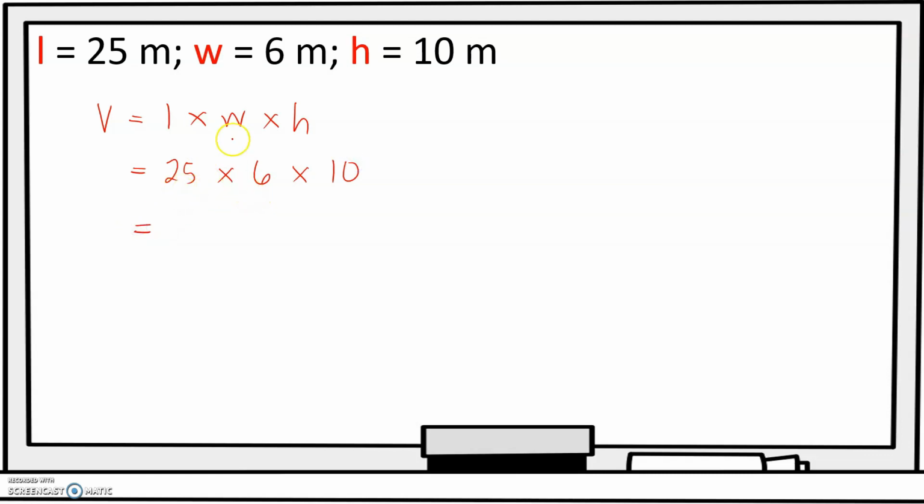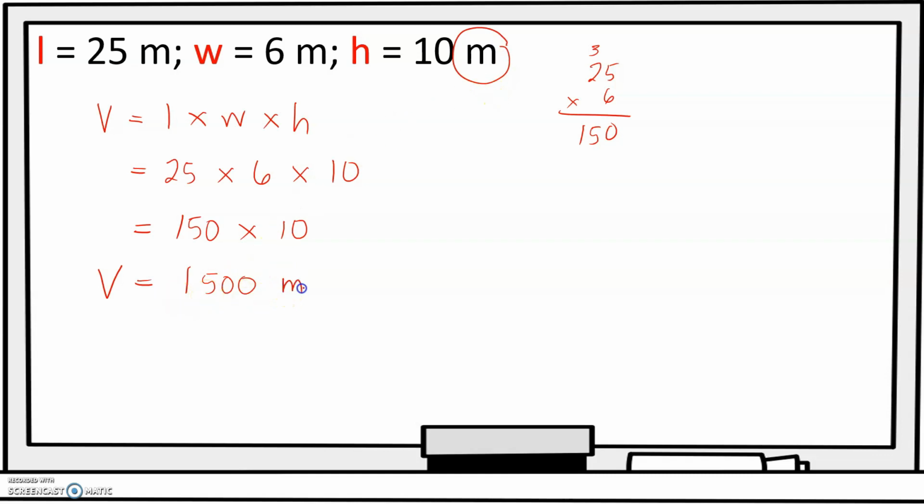Now what is 25 times 6? Let's solve it here. 6 times 5 is 30, and 6 times 2 is 12, plus 3, that's 150. Then we still need to multiply it by 10. So 150 times 10 will give us 1,500. Since the unit given is meters, we will have volume is equal to 1,500 cubic meters. Or again, we can write it as V is equal to 1,500 cubic m. Now let's proceed to our next example.